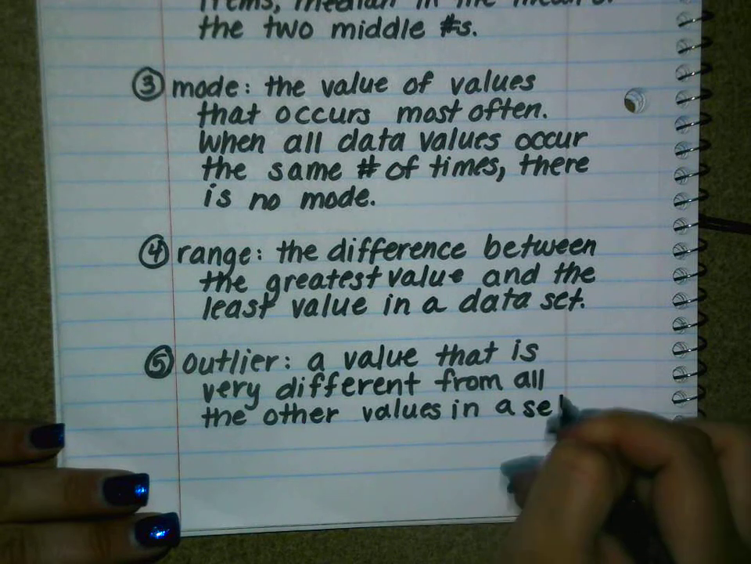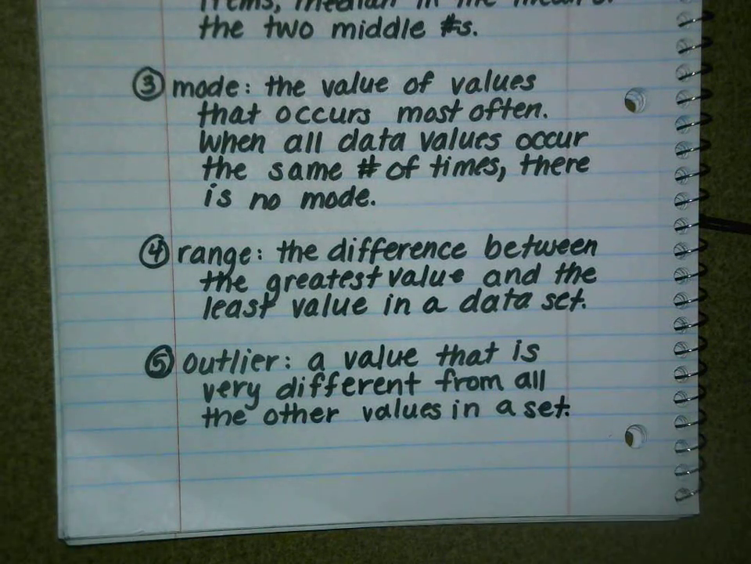So if we took, say, the average second graders, and they're all lined up in height order, and most of them are like 3'9", 3'8", 4 foot, 4'2", 4'1", somewhere in there, and then we had a 5 foot second grader. That second grader would be an outlier because he's very different from all the other values in the set, or all the other heights in the set. So those are the 5 things that we're going to do. I'm going to stop this video now, and you can continue taking notes on this one, and then the second video is going to be the notes for this section.